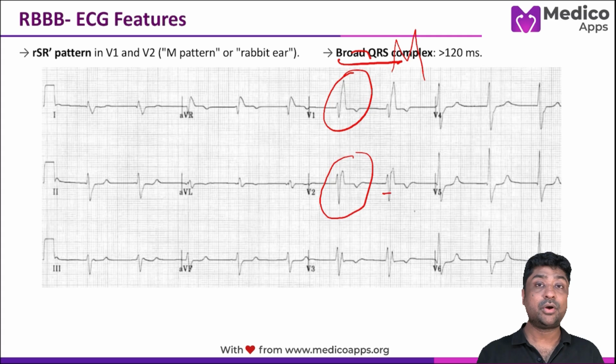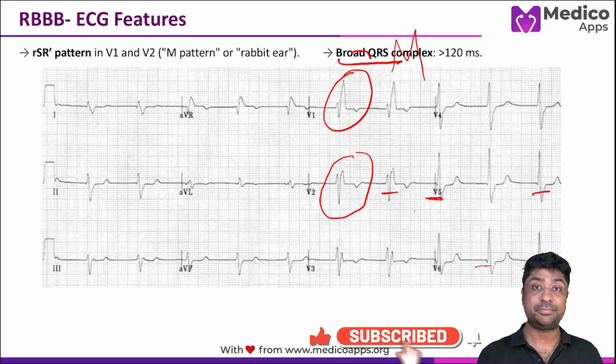Now, observe the broad QRS complex, greater than 120 milliseconds. This is essential for diagnosing complete RBBB. The delay in right bundle conduction stretches the QRS duration well beyond the normal range.